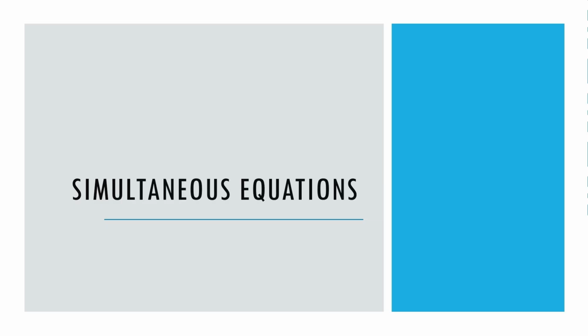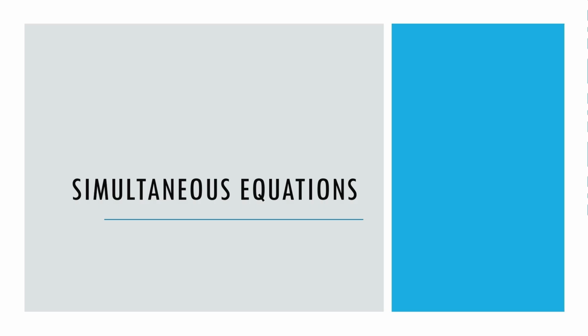Today, we're going to take a look at simultaneous equations. Simultaneous equations are two equations that share variables, and we solve them at the same time. For example, you might have two equations with both x and y, and you're looking for values of x and y that work in both equations.